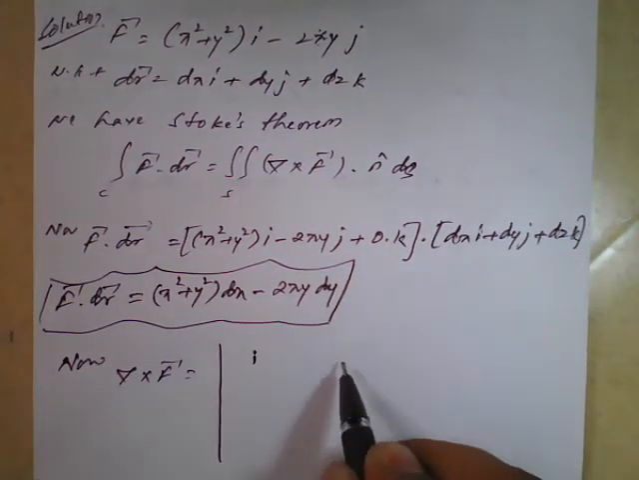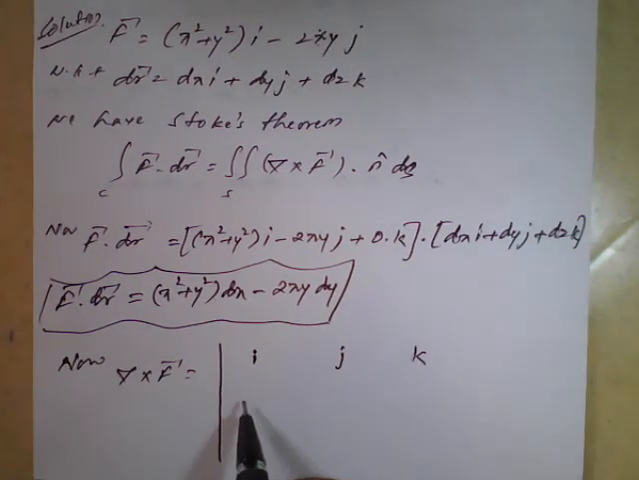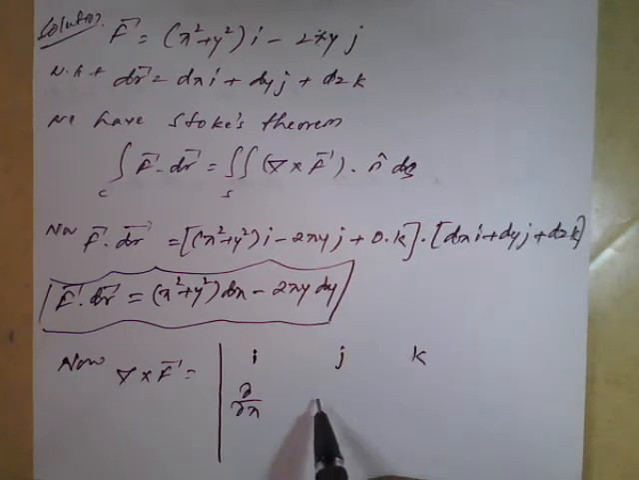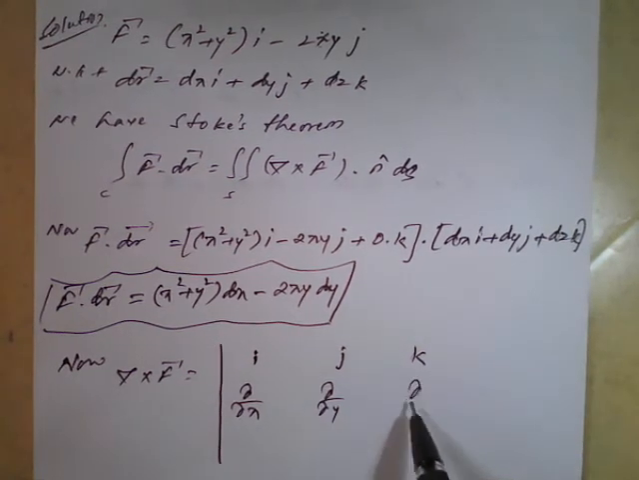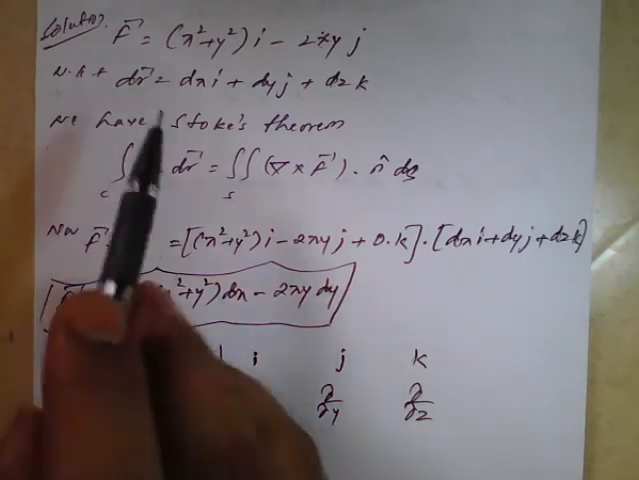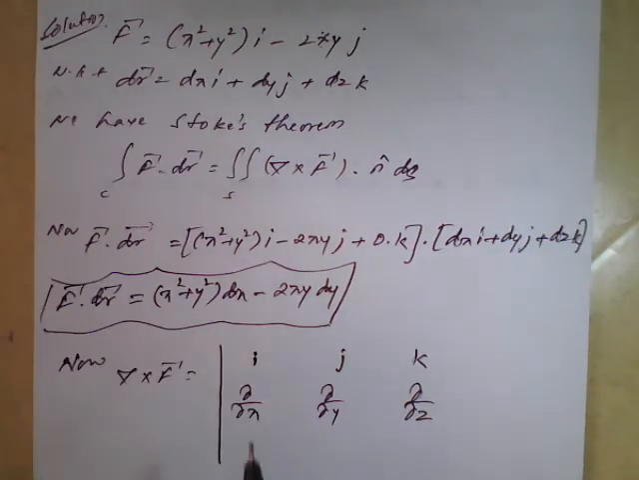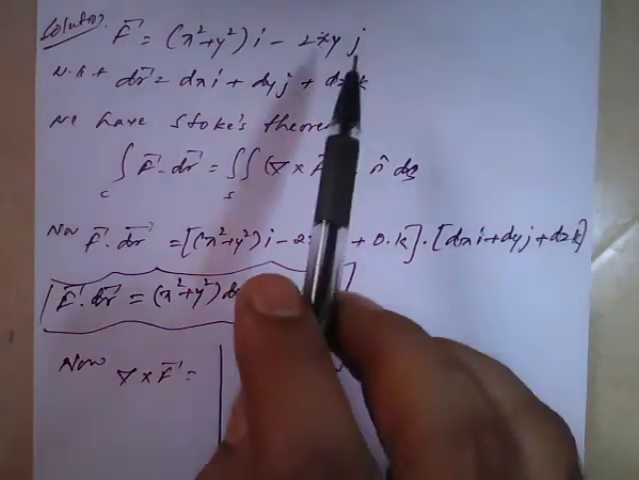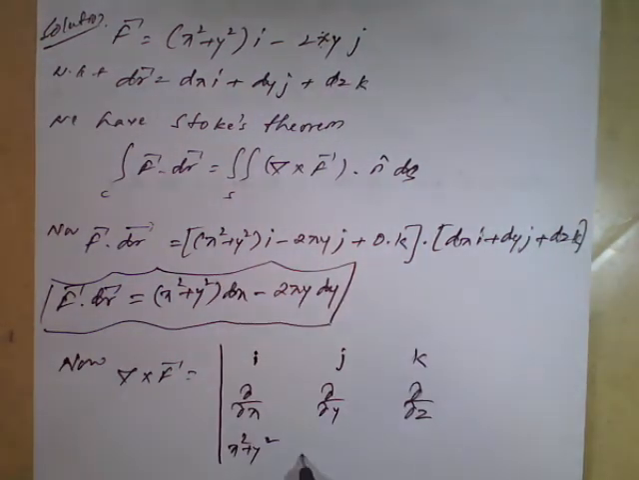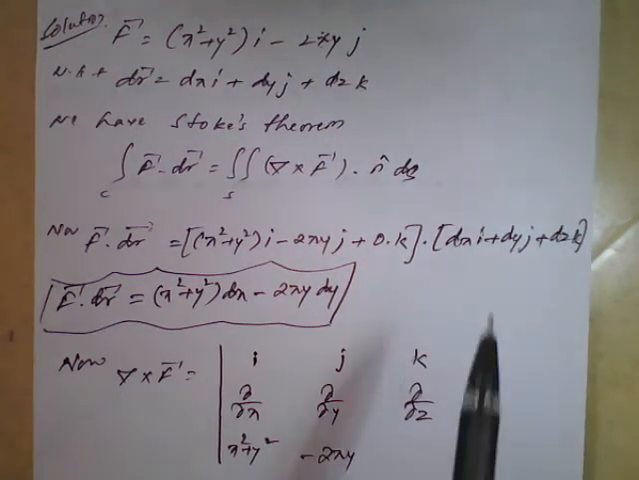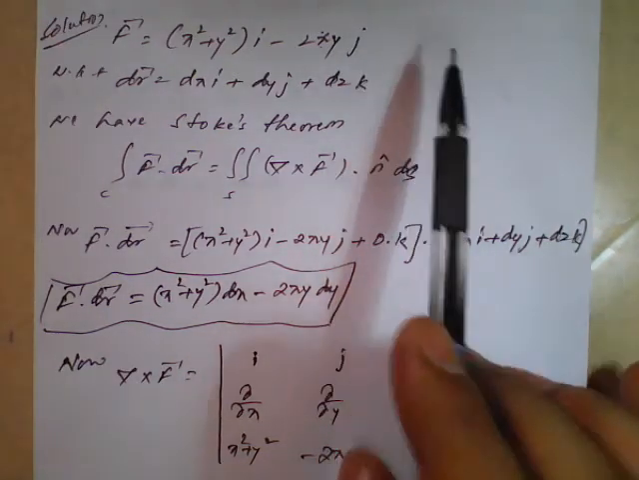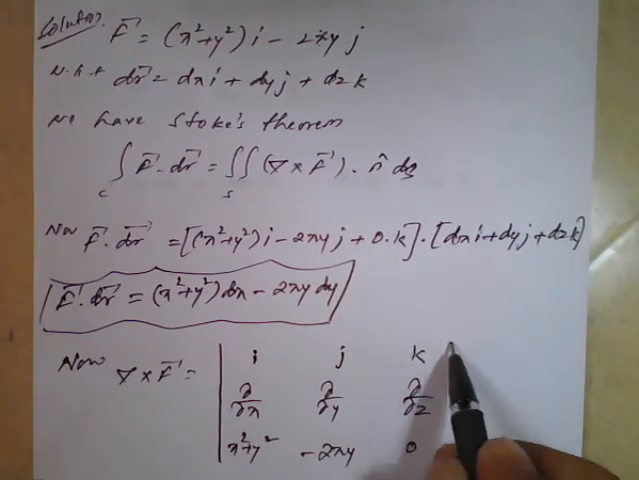means i, j, k, dou by dou x, dou by dou y, dou by dou z. Coefficient of i from vector f, it is what here, x square plus y square. Coefficient of j from vector f, minus 2xy. Coefficient of k from vector f, there is none at that time, so you have to mention 0.